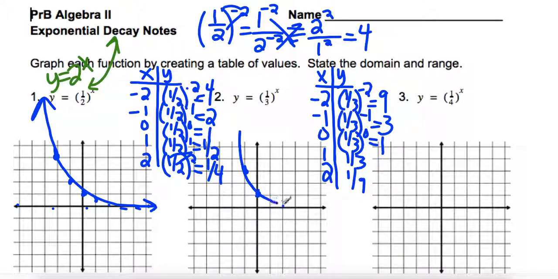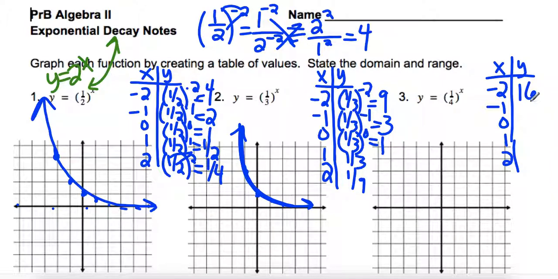So this has a very similar looking graph. It's just a little steeper here to the left, so it's coming down a little bit faster than our 1/2 did. All right, you can probably guess what's going to happen with 1/4 to the x. So we're going to set up a table of values. 1/4 to the -2 power, everything's going to flip across the fraction bar. We're going to get 16. 1/4 to the -1 will be 4. 1/4 to the 0 power is 1. 1/4 to the first is 1/4, and 1/4 squared is 1/16.